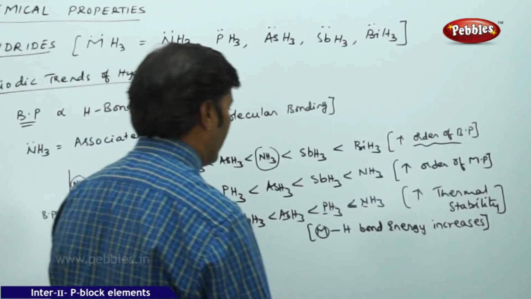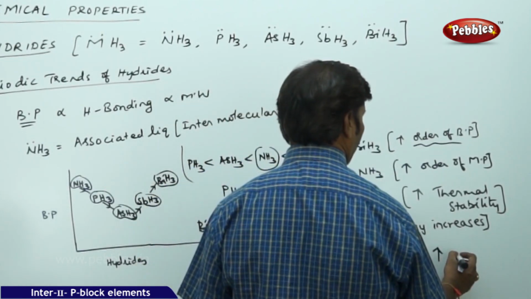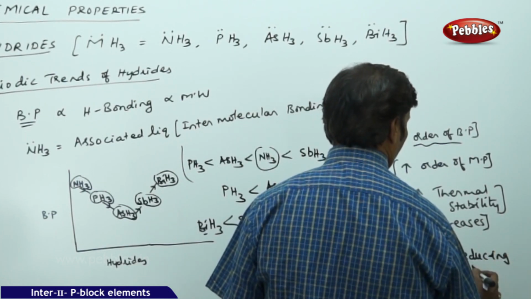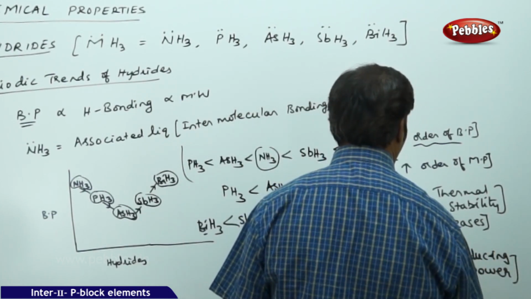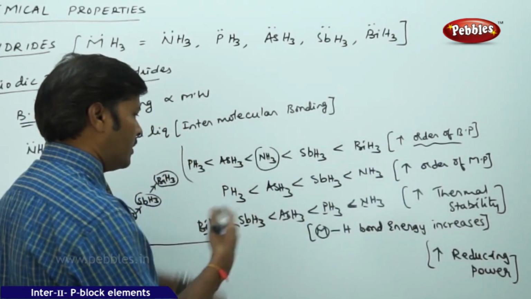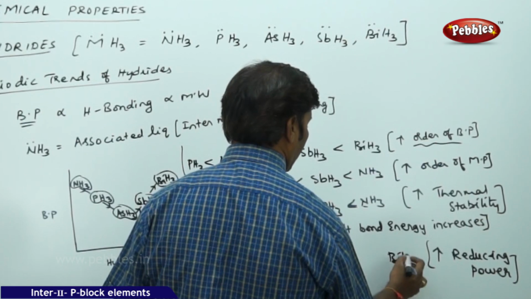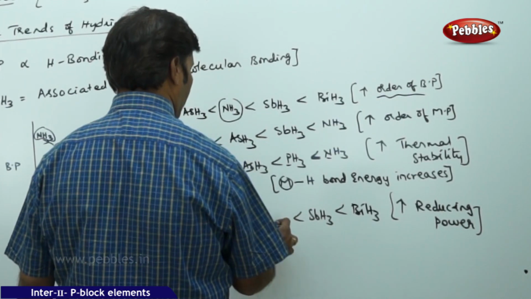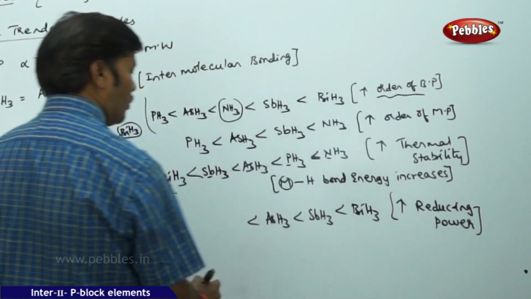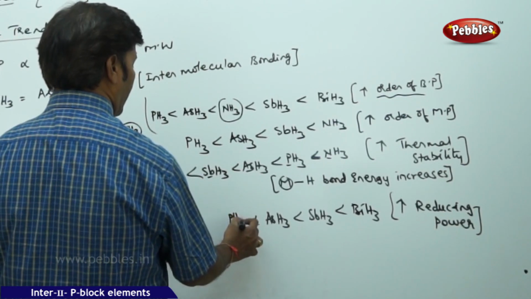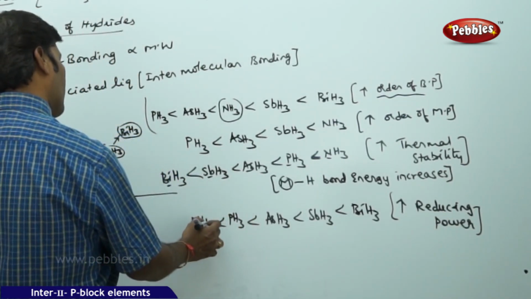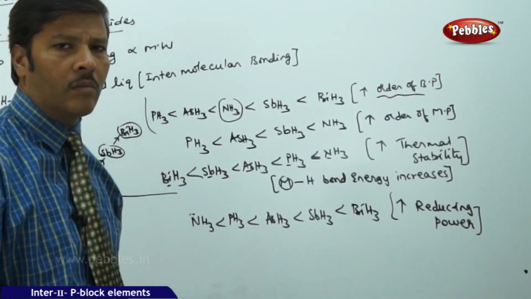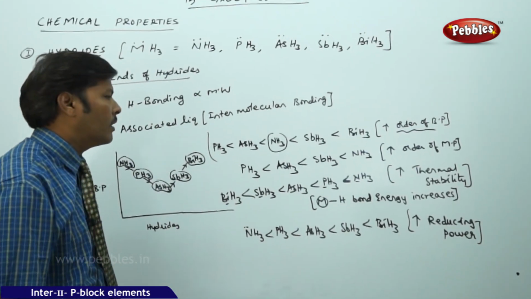And if you go to the increasing order of reducing power, reducing power always depends upon the increase in the metallic character. So just reverse this order. Bismuthine has the highest reducing power, then stibine, then arsine, then phosphine, then ammonia. This is the point which you have to keep in mind. Of course, in all the cases the central atom is occupied with one lone pair of electrons.